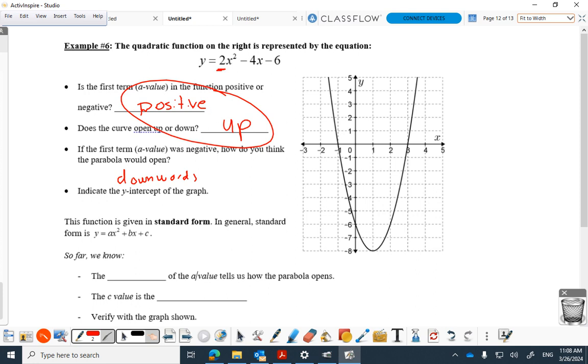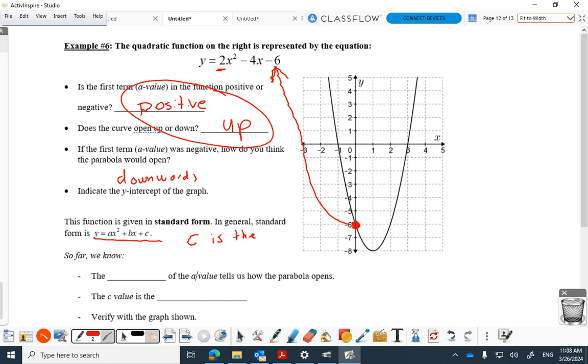I'm almost done. I know it's not the most exciting lesson ever. Stick with me for the last couple. Indicate the y-intercept in the graph. Here it is. One y-intercept. What is it? Negative 6. Is it that simple? Yes, it is. If we're in standard form, which is y equals ax squared plus bx plus c, c is the y-intercept.